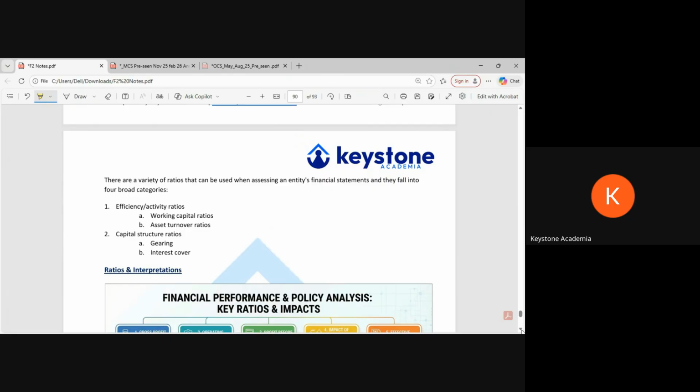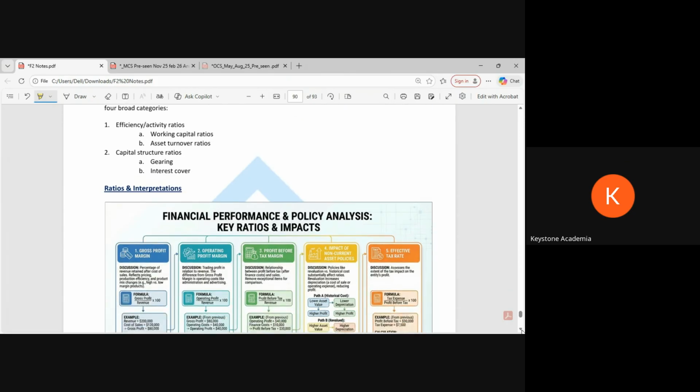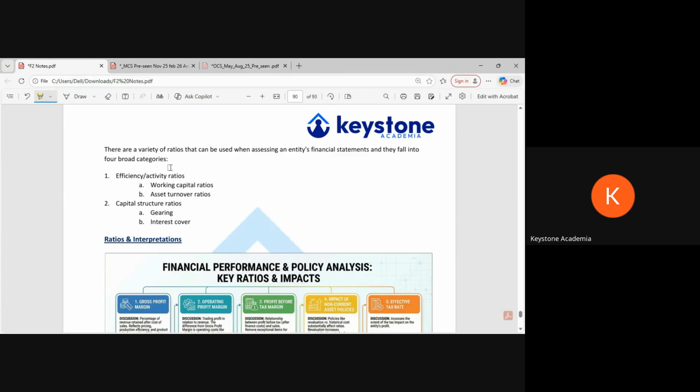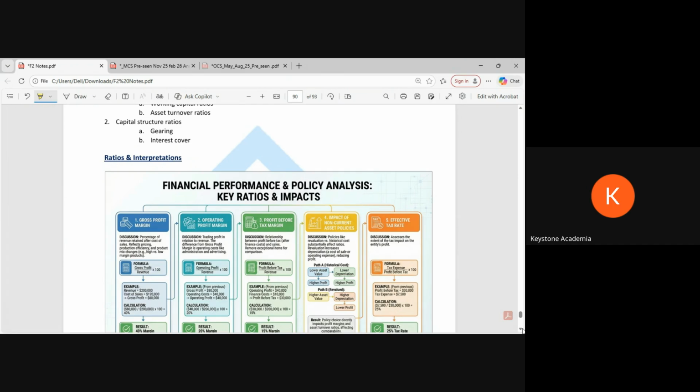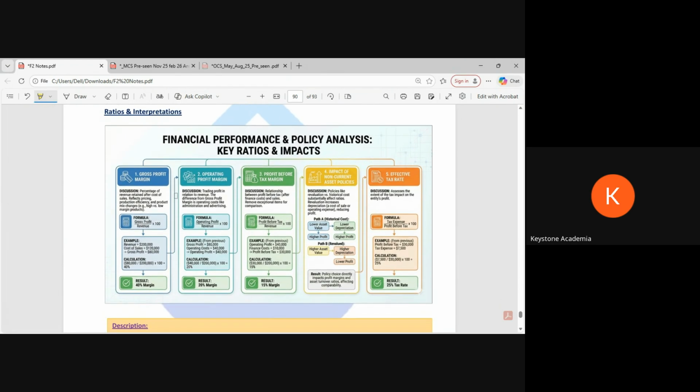There are a variety of ratios that can be used when assessing financial statements. Efficiency, working capital ratios, asset turnover, gearing. We cannot do all of this because in the pre-seen they have not given us all the numbers. But whatever we can do, like gearing we can do, interest cover we can do, gross profit margin ratio we can look at. You should know what those ratios are. You don't need to do the calculation, but you should have an idea what it tells. Maybe you can remember some of the ratios like gearing, or interest cover. That can help us to justify the answer.